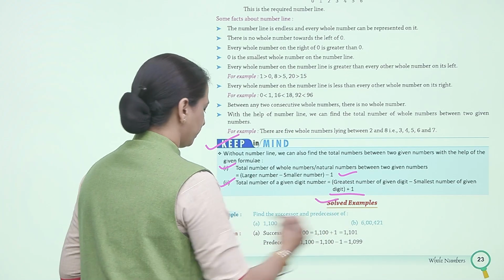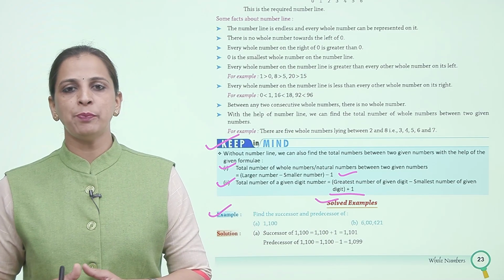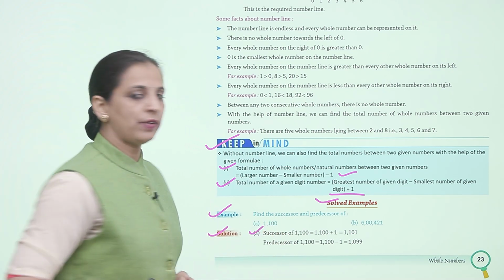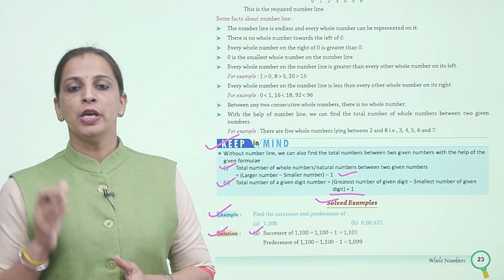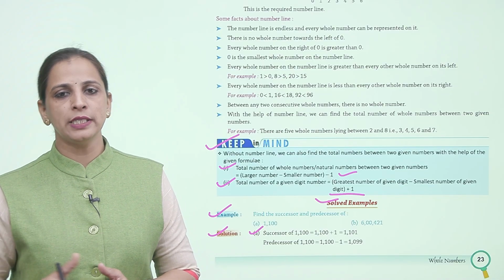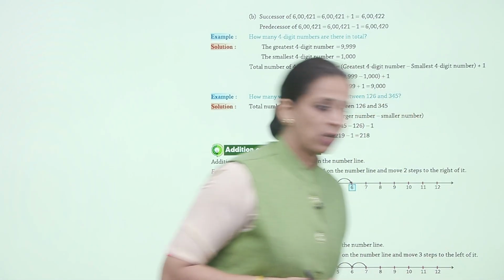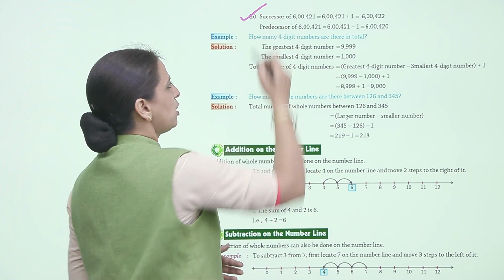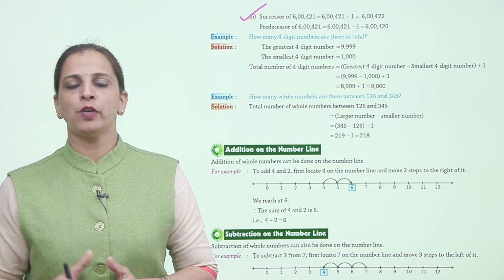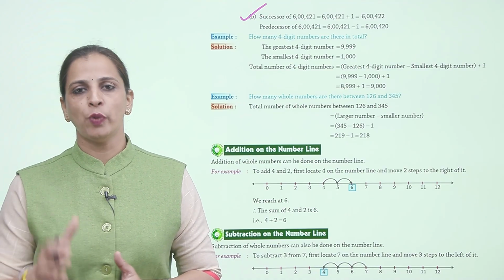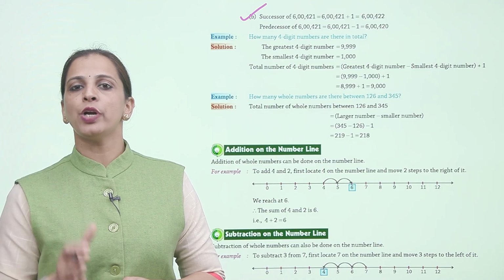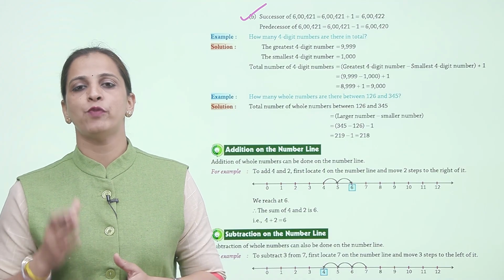Solved examples. Find the successor and predecessor of A is 1100. सॉल्यूशन करते हैं. Successor of 1100 is 1100 plus 1 is equal to 1101. Predecessor of 1100 is 1100 minus 1 is 1099. Now B part. Successor of 6,421 is 6,421 plus 1 is equal to 6,422. Predecessor of 6,421 is 6,421 minus 1 is equal to 6,420.